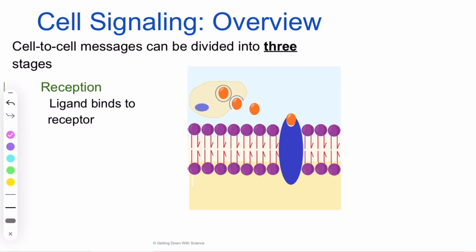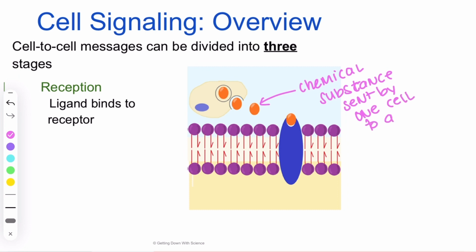So a ligand is represented by these. So it's just a chemical substance sent by one cell to another. So it's a very general term. There are many things that can be considered ligands. So for example, insulin would be an example of a ligand that's going to go and bind to another cell. Okay, so our ligand bonds to our receptor. So in this situation, this is my receptor, and I have this ligand that has bonded to it.